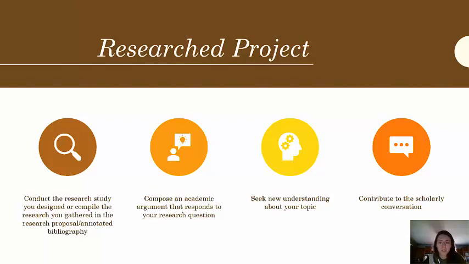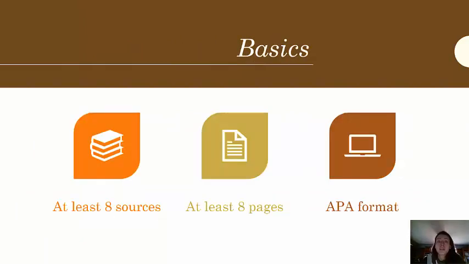Some basic requirements for the project are that it needs to be at least 8 pages long and include at least 8 sources. So remember that you should be using all of the same sources that you've included in your annotated bibliography, and those can be a combination of scholarly secondary sources as well as any primary sources that you've chosen to use. So those could be interviews, surveys, observations, in addition to scholarly journal articles, books, ebooks, etc.